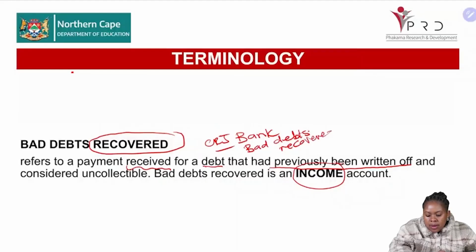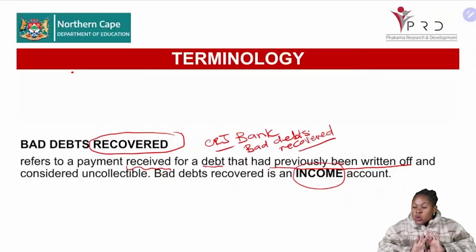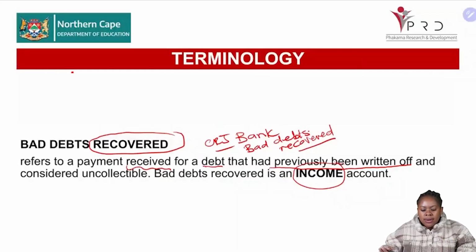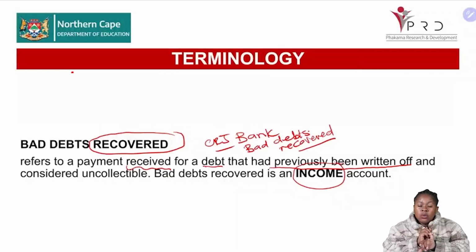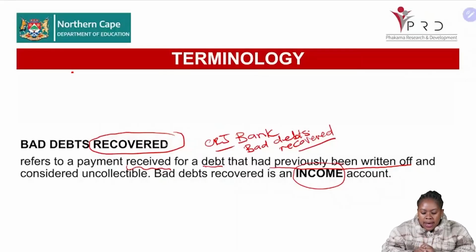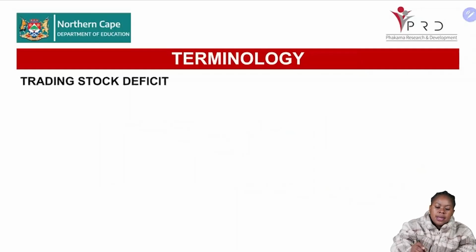recovered. Do you see that there's no part where I'm dealing with debtors control? So whenever there is a bad debts recovered account or transaction, know that we are not dealing with debtors control. It's a CRJ transaction, and we are recording, obviously, bank is involved because the money is coming into the bank, and the other account is a bad debts recovered account. Okay, then we go on to the next definition, the trading stock deficit.